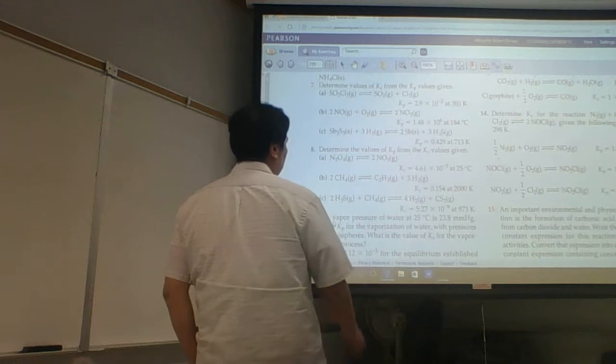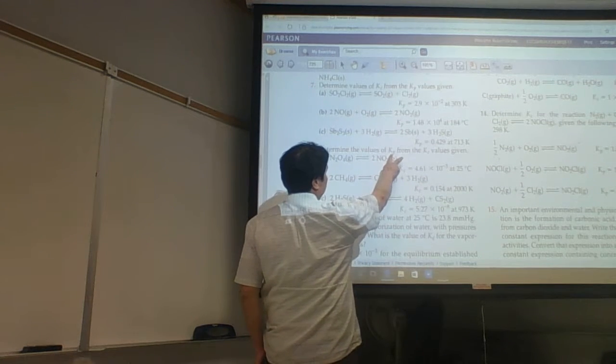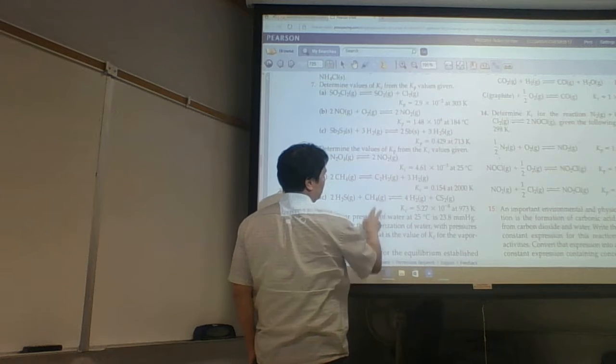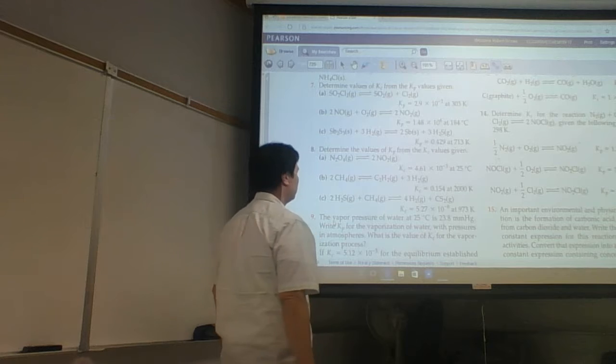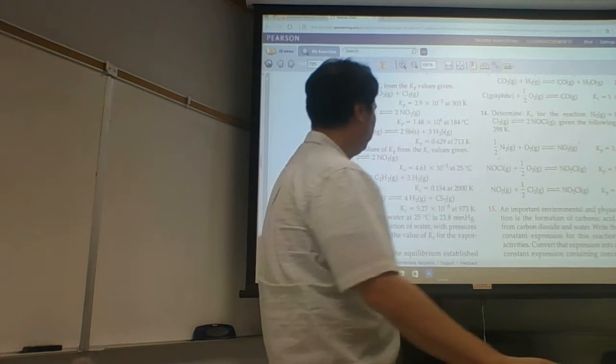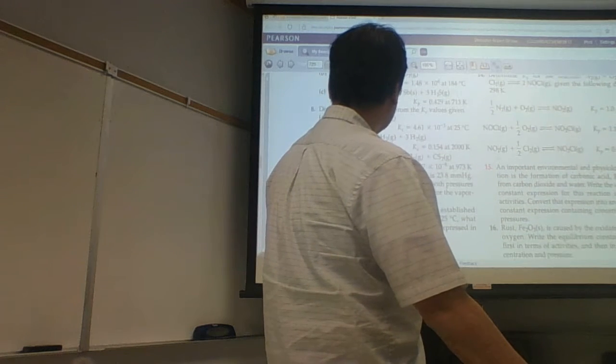All right, and here we're just flipping around. Now we're going to solve for Kp from Kc values. So they give us Kc values. We just got to figure out what delta N of gas is and plug it into the equation. Well, let's do an example of this.